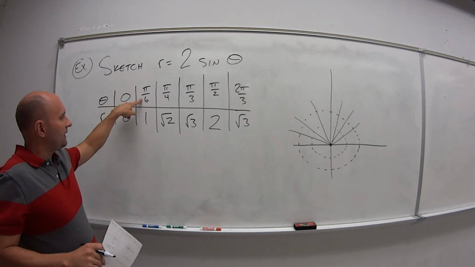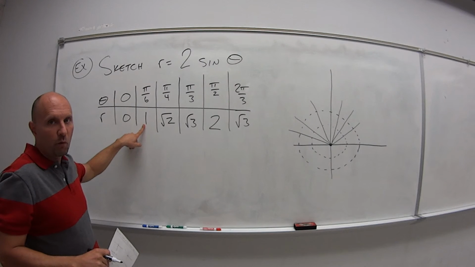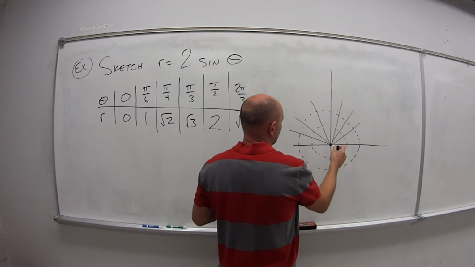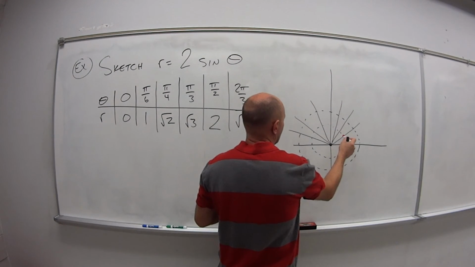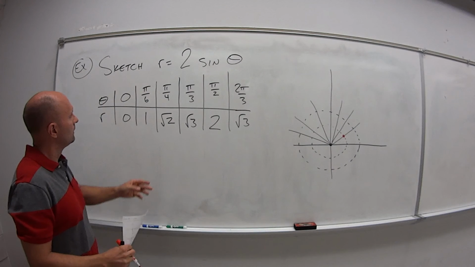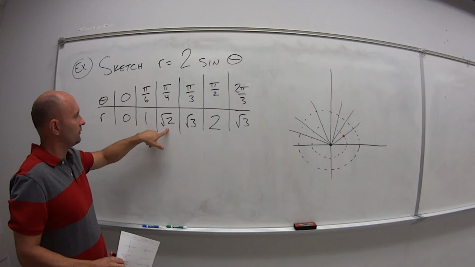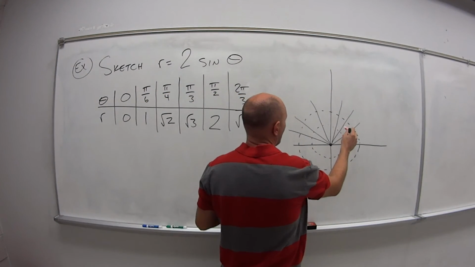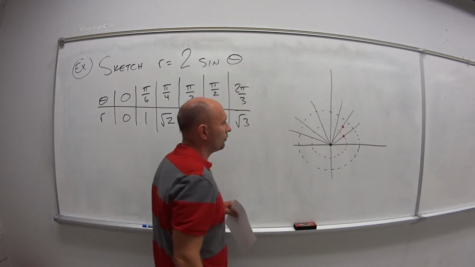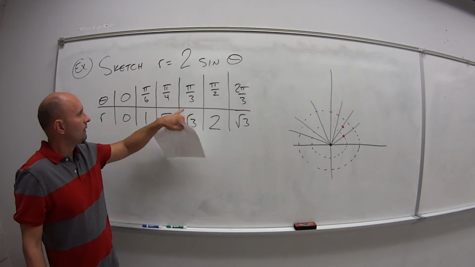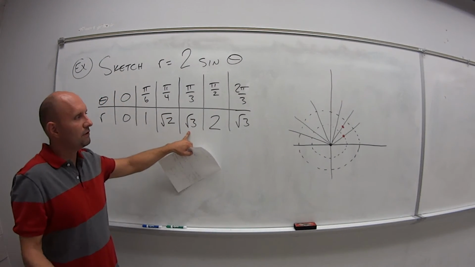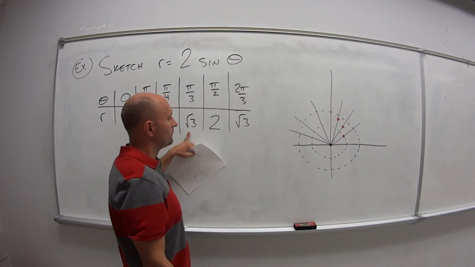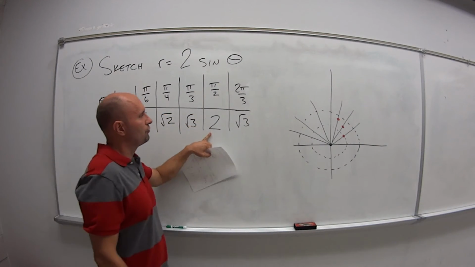So when my theta is pi over 6, the distance I'm away from the origin is 1 unit. So actually, let me use a different color so it's easier to see. So we had the origin point, and now we're 1 unit away. At pi over 4, my radius is square root of 2. Square root of 2 is about 1.414, so about 1.5. So it only has to be close, so we'll put it there. At pi over 3, it's square root of 3, which is about 1.7. So about 1 3/4 maybe, so about there. At pi over 2, it's 2.